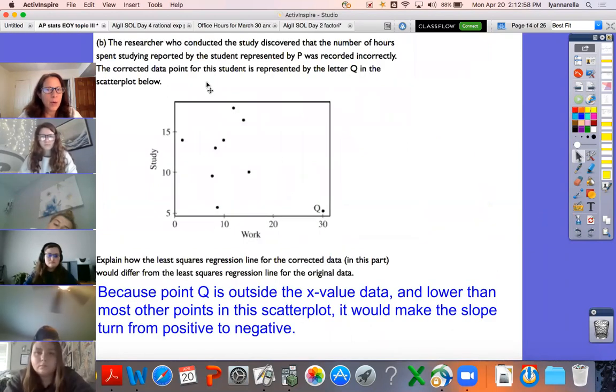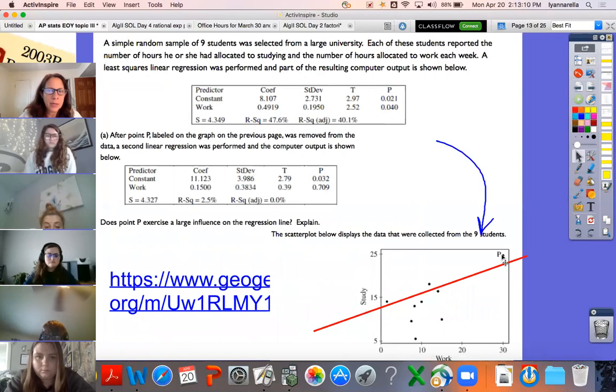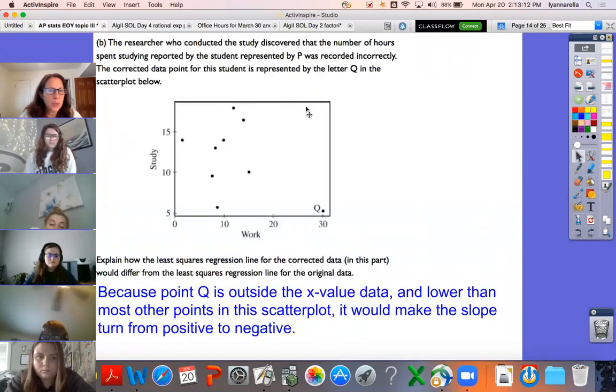And then they said, we actually discovered that the person who was recorded as P was actually where Q is. So Q is the actual value of how much they studied based on how many hours they worked. And remember, P was way up here in the last graph. And then they said, sorry, we recorded it wrong. It's way down here where it belongs. What is Q going to do to that influence, to that line?